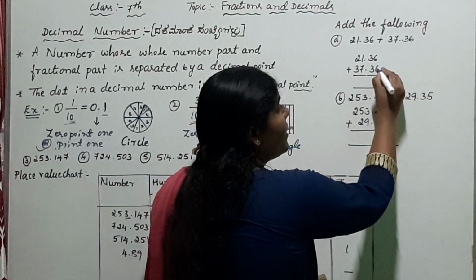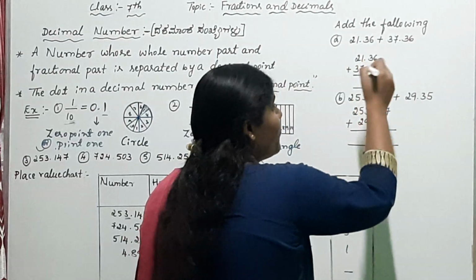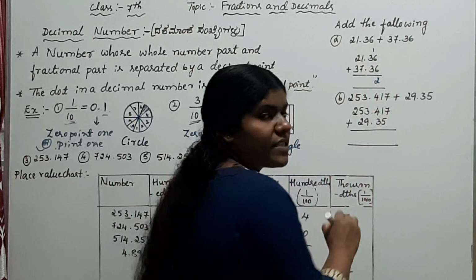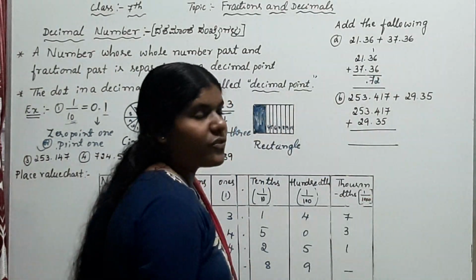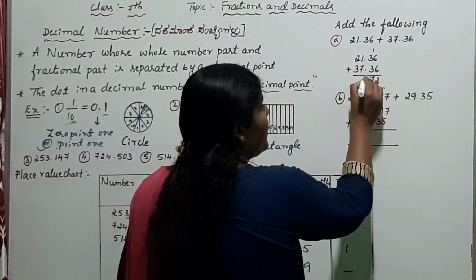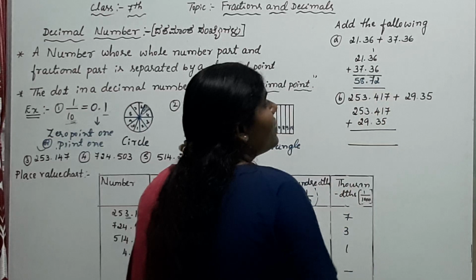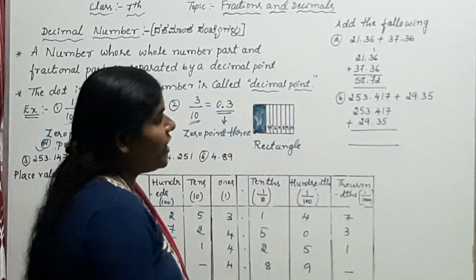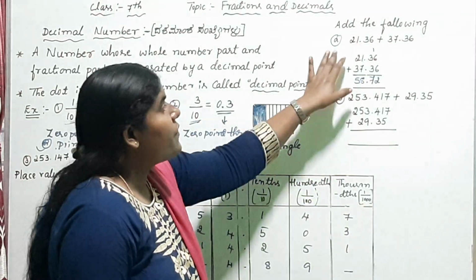Now you see 21.36 plus 37.36. Now you add 6 plus 6 is 12. How much do you carry? 1. 3 plus 3 is 6. 6 plus 1 is 7. The decimal point you write as it is. Next, 7 plus 1 is 8. Next, 3 plus 2 is how much? 5. What is the answer? 58.72 is the answer to your first problem.